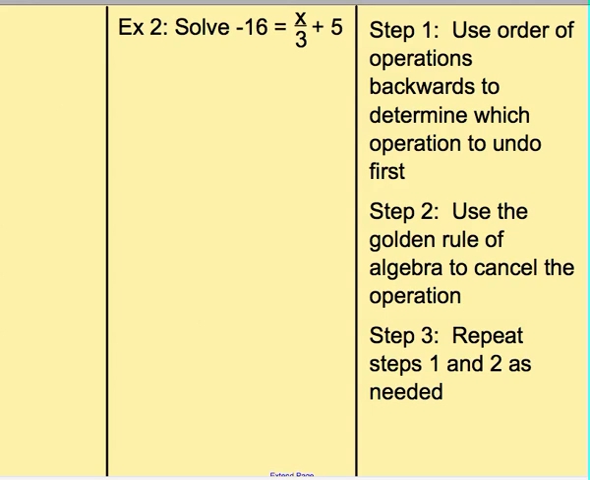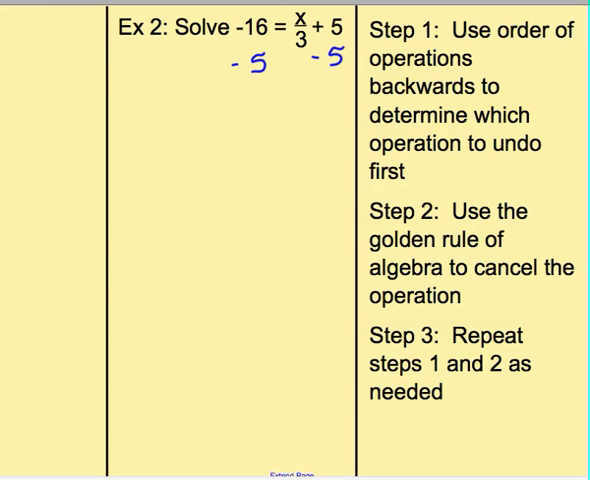All right, step 1, use order of operations backwards to determine which operation to undo first. So if I knew what x was, I would first divide it by 3 and then add 5. My last step was adding 5, so I'm going to use the golden rule of algebra to cancel the addition by subtracting. Whatever I do to one side, I must do to the other.